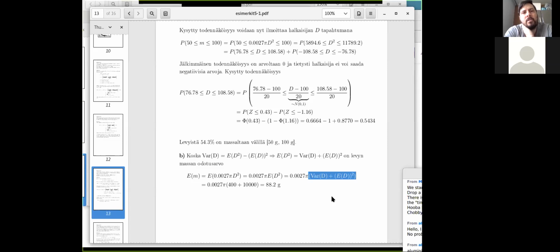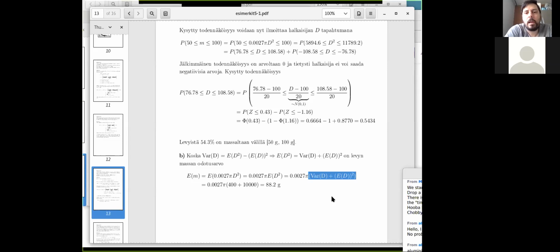It's not uncommon for normally distributed variables to appear in calculations in such a way that you need the expected value of the square. It's not uncommon at all. Very often we have some measure that is normally distributed and we need to calculate its square. It's definitely something that is useful.